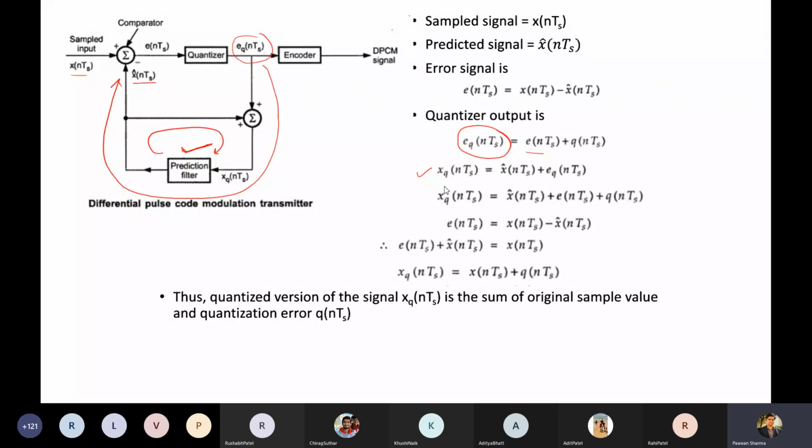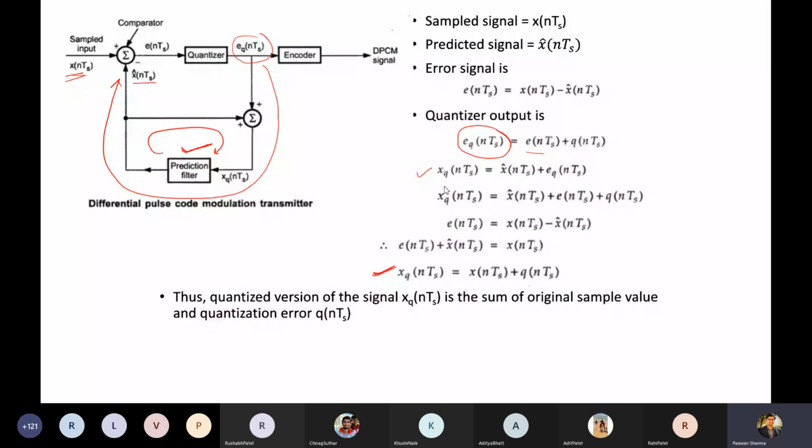And when you perform this simple equation solving, you will get XQ NTS equal to X NTS, this one, plus Q NTS. So what we can say is the quantized version of the signal XQ NTS is the sum of the original sample value and the quantization error Q NTS. Okay, so we can make use of this quantized error signal to encode it and then transmit the signal further.